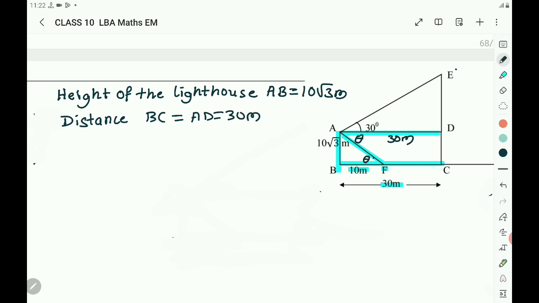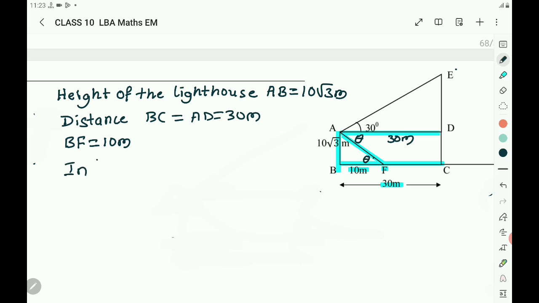Then the distance between the bottom of the lighthouse and the ship, BF, is equal to 10 meter. Then use the right angle triangle ADE to find DE and AE. To find DE, which trigonometric ratio we have to use? DE is the opposite side for this 30-degree angle, and AD is the adjacent side. So which trigonometric ratio has opposite side by adjacent side? That is tan.